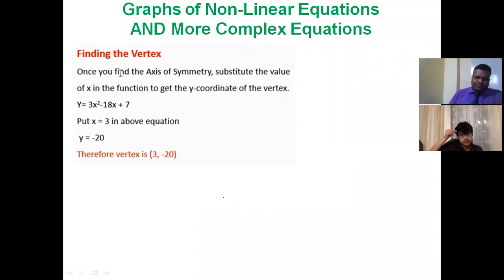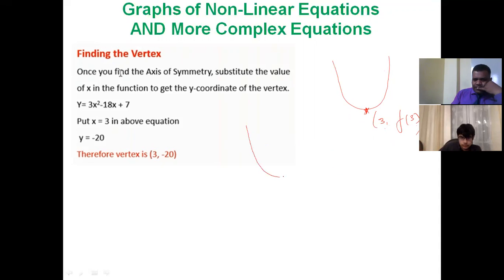Finding the vertex. So once you get, let's say for the same example, the parabola goes up. When you got x is equal to 3, it means you got the x coordinate of the vertex, right? The y coordinate we don't know, so how to get the y coordinate? That is, put the value in this. That is the y coordinate, right? So can you get the vertex of the parabola?